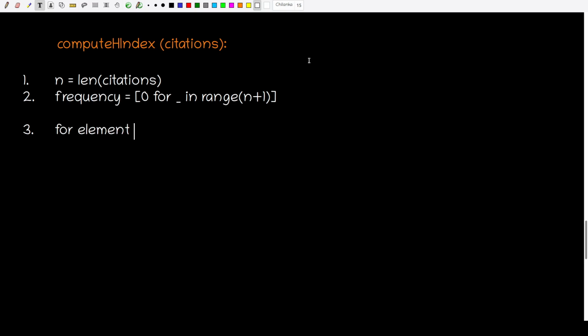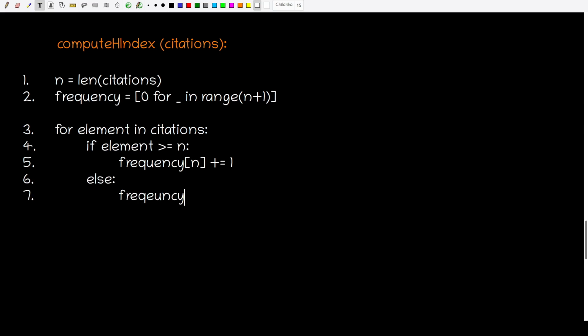So for element in citations, all we have to do is, if element is greater than or equal to n, then we are going to designate all such papers at the last index, which is frequency of n plus 1. And that is the reason, folks, why we were using n plus 1 rather than an array of length n. Otherwise, frequency of element plus equals 1. And in this way, we will be able to prepare our frequency array.